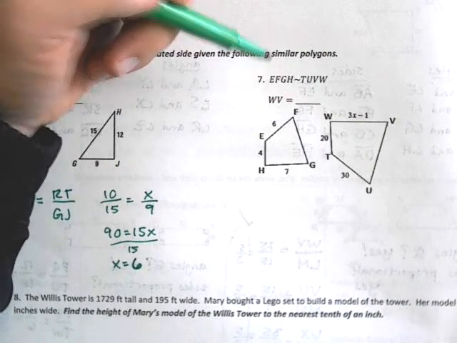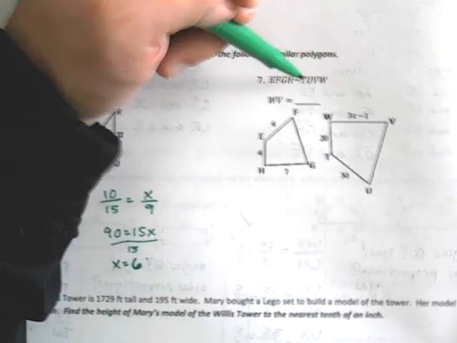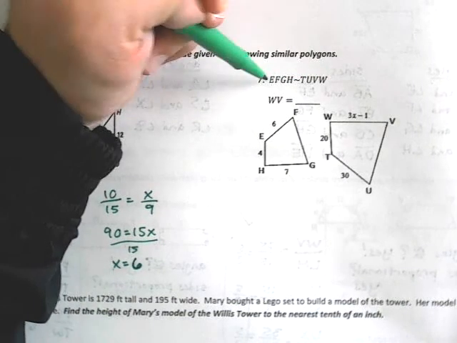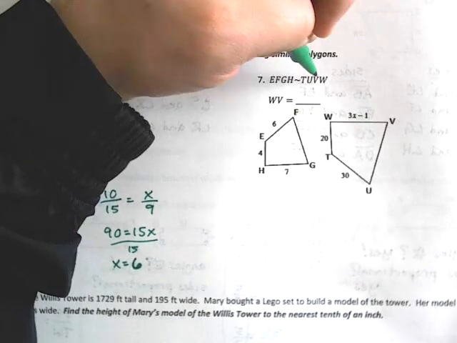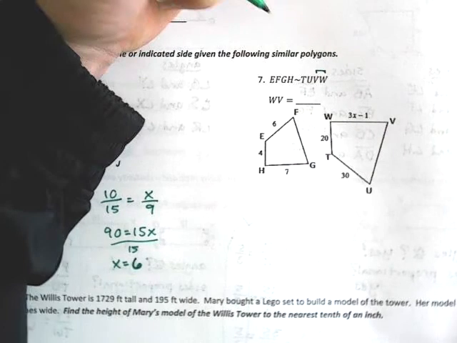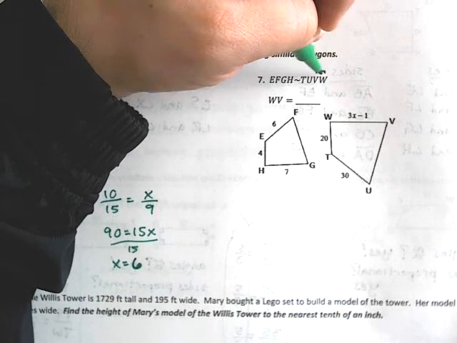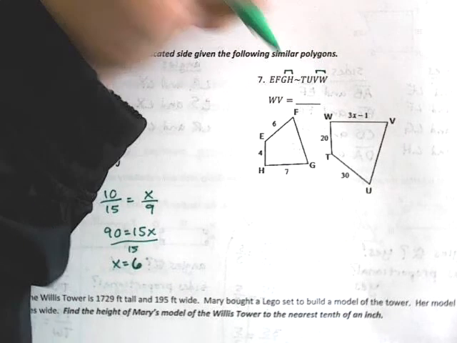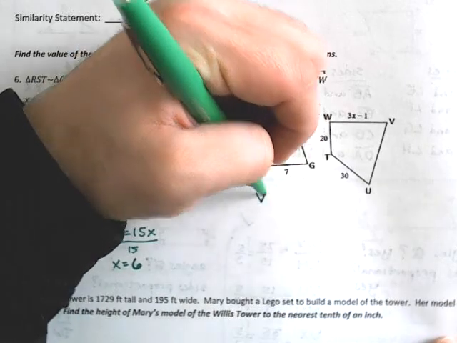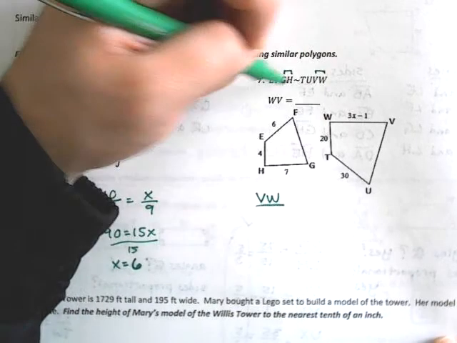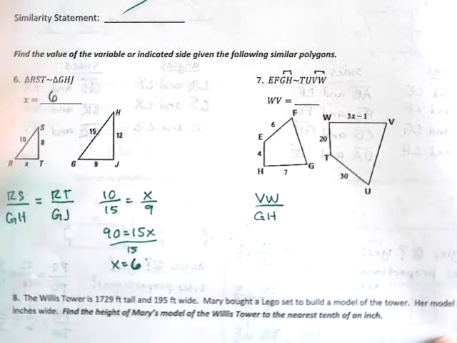So notice here, EFGH is similar to TUVW. That kind of tells me the order. Like, if I'm looking for WV, notice WV are the last 2 letters. That means it's going to have to be proportional to GH. So I know for sure I'm going to need to set up VW is equal to GH.